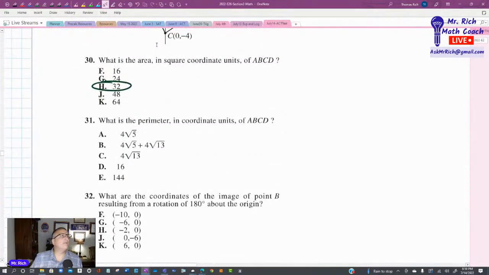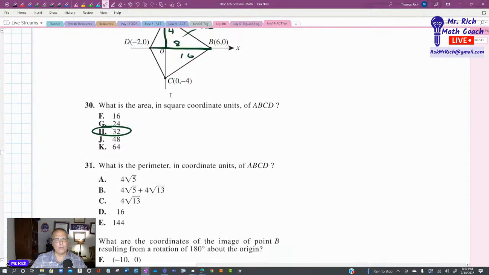All right, what time is it? All right, so we're at about 10 till, and we're halfway through the test. Let's see if we can keep going on here.